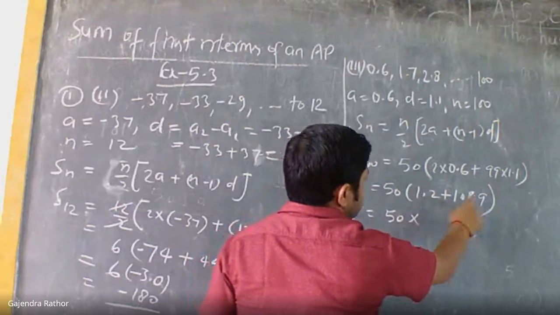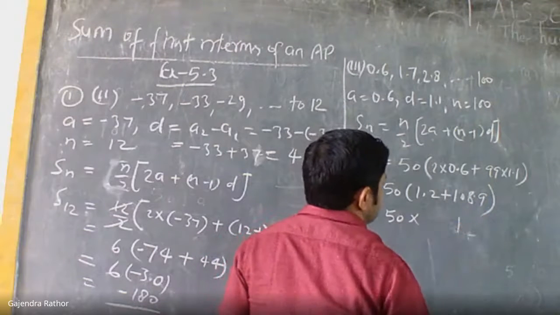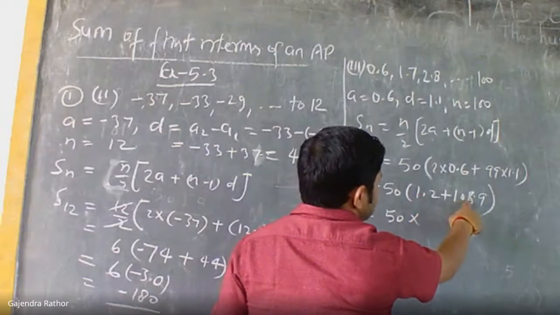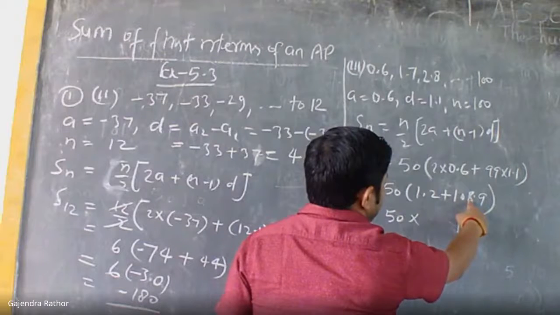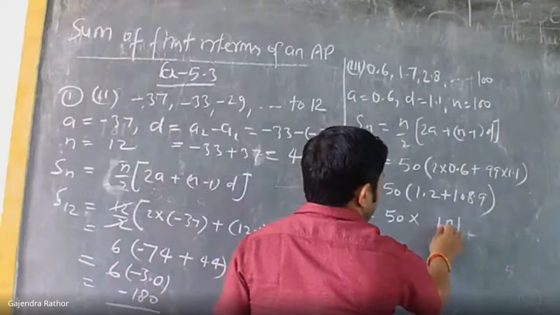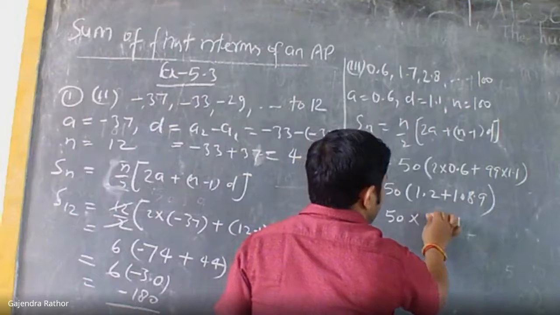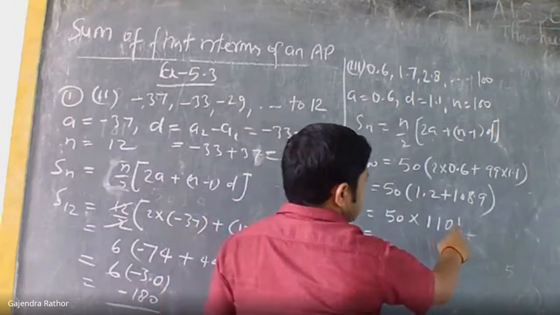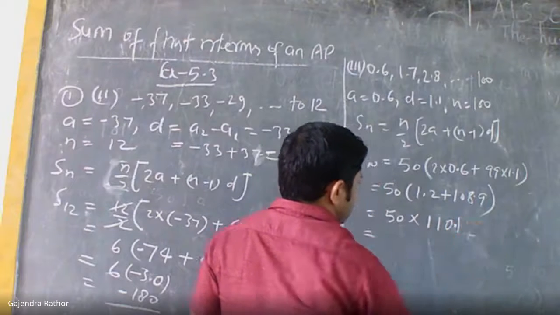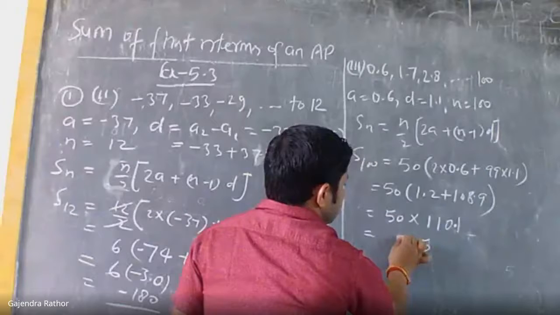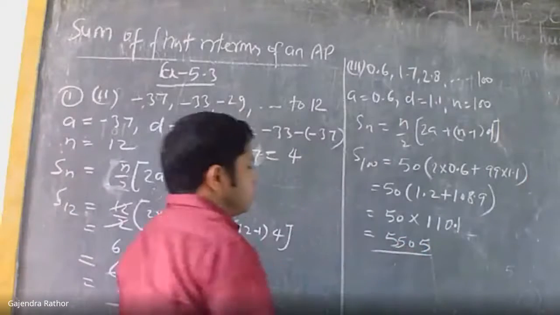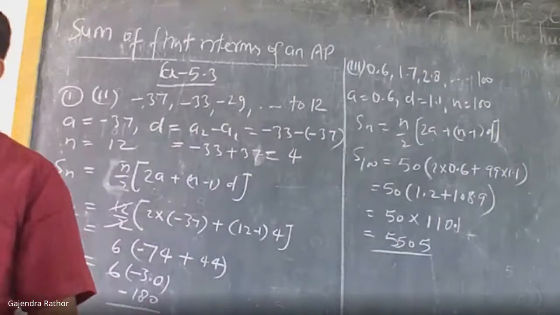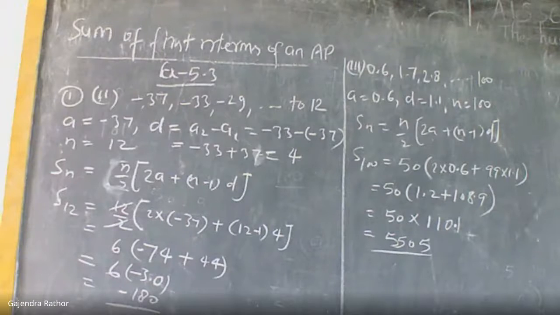Add these two numbers: 2 plus 9, 11, carry 1; 1 plus 1, 2, plus 8, 10, 0 carry 1; 1 and 1. And there is a decimal after 1 digit. So 50 times 110.1 gives 5,505. The answer is 5,505. Yeah, most of the students replied the correct answer. Very good.